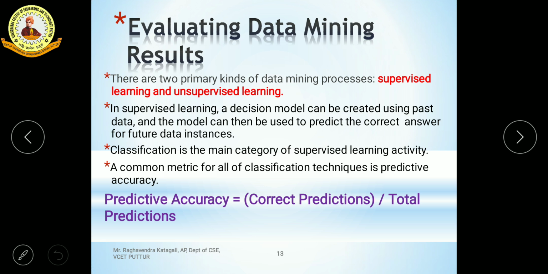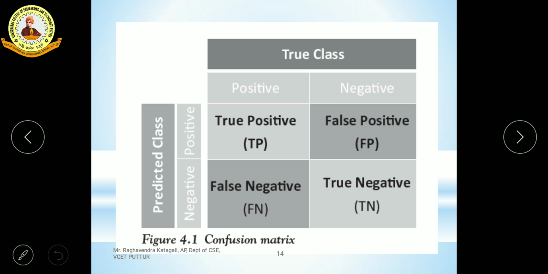A common metric here is predictive accuracy, which is equal to correct predictions divided by total predictions. Okay, so this is the confusion matrix. I think you already know it. So here we have predicted class and true class, with negative and positive, and we have some definitions. What is a true positive? When a true positive data point is classified as positive, that is a correct prediction, which is called true positive, TP. Then similarly, what is a true negative? When a true negative data point is classified as negative, that is a true negative, right.